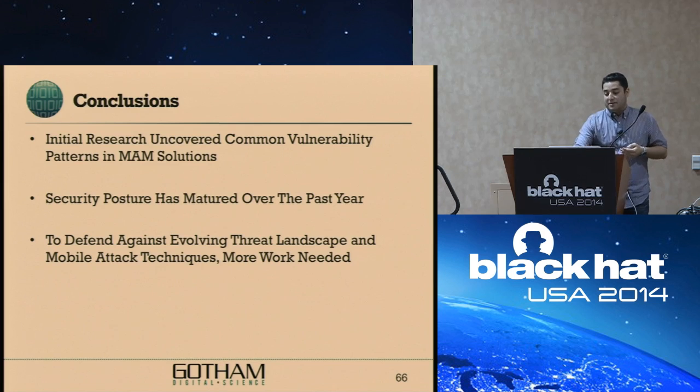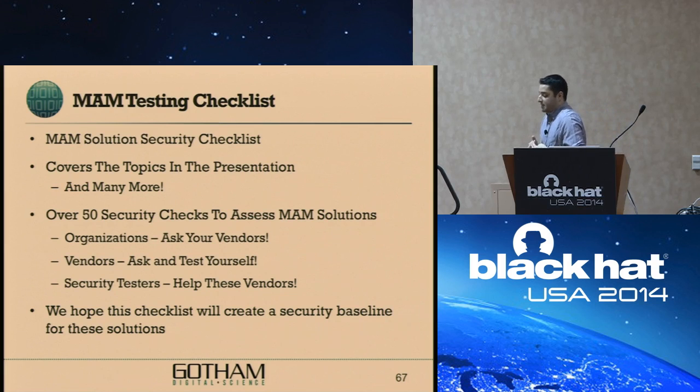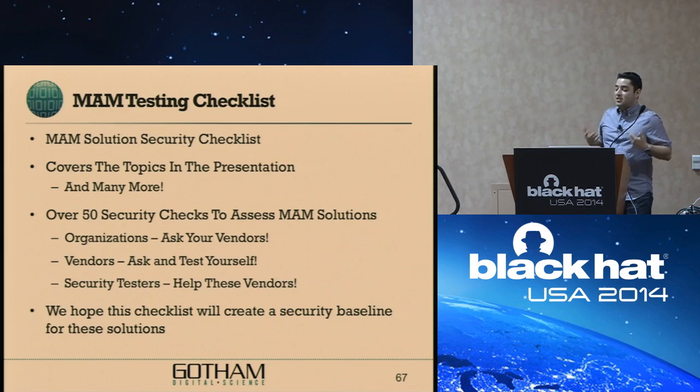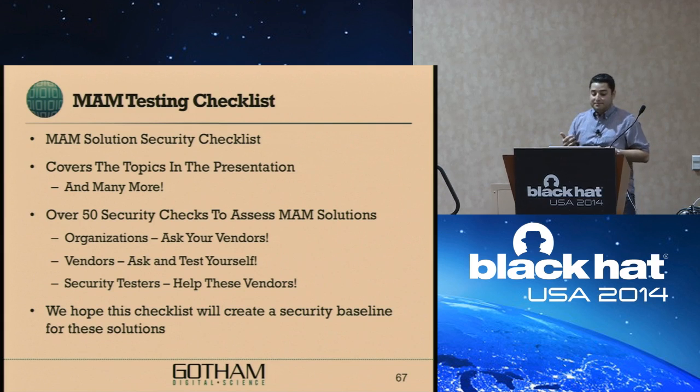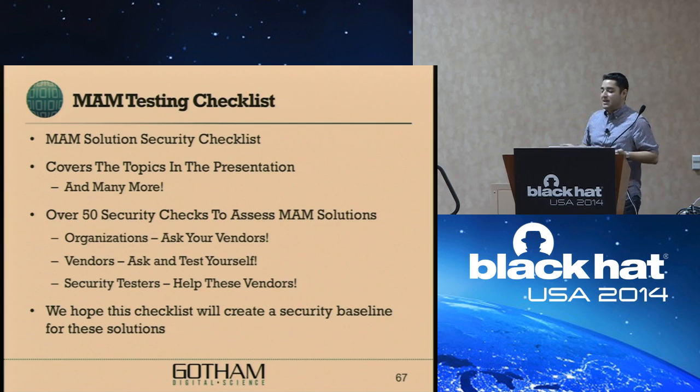From the testing that we've done, we've been developing checklists of the things we're actually testing for when we're looking at these solutions. Right now we have over 50 different security checks. So hopefully everyone can leverage these. If you're an organization shopping around for these solutions, maybe you can use this checklist to ask the right questions to the vendors. Like, are you doing this? Are you doing this? How are you doing that? You're equipped, you're smarter with these checks. You know what to ask for.